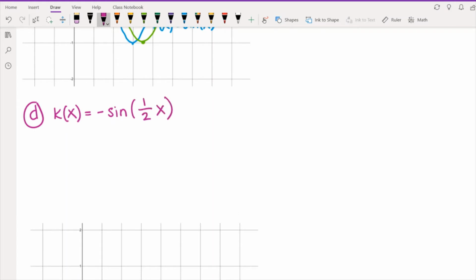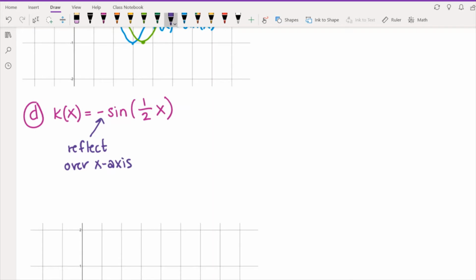Okay, so again, we have a sine graph, right? So we're going to have the same kind of basic shape that we did in the last one. In this case, what's going on? Well, we have a vertical reflection, right? So when you have a negative sign out front, that means that you're taking all of your outputs and changing their sign. And so that's going to take the graph and reflect it over the x-axis.